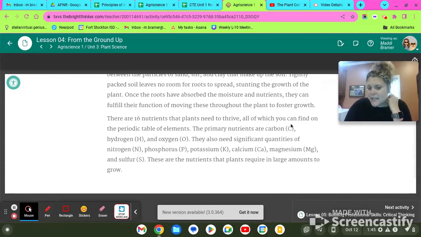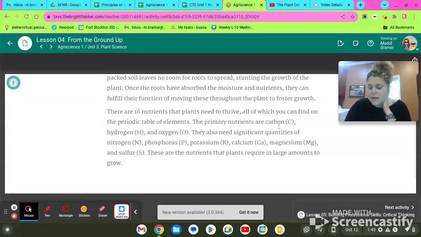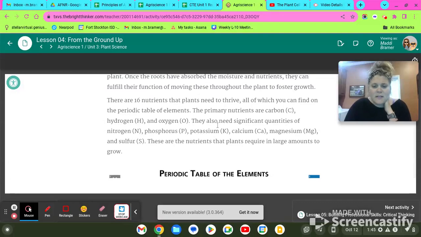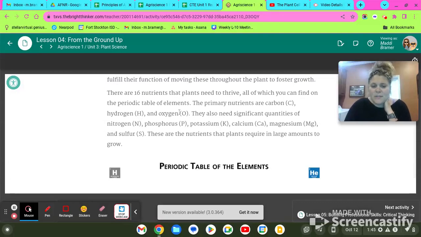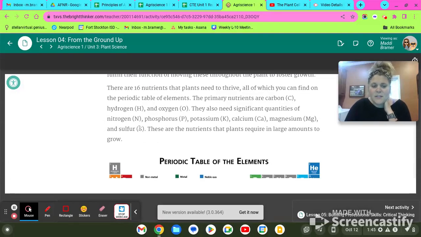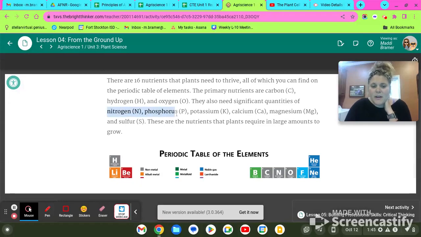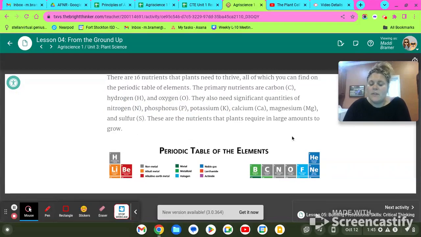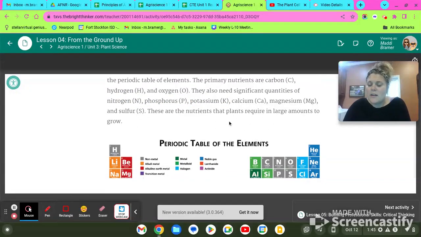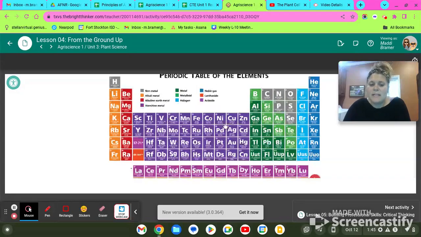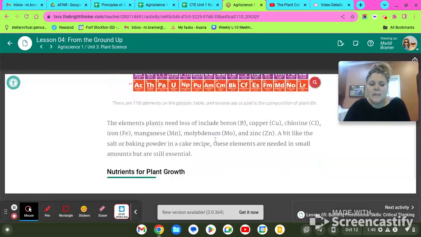There's 16 nutrients that plants need to thrive, and all of them are on the periodic table. So you've got carbon, hydrogen, oxygen. These 3 are very important. NPK is how we remember it: nitrogen, phosphorus, and potassium. Very, very important for plants. Calcium and magnesium and sulfur as well. These nutrients are acquired in large quantities by plants. So you can find those on the periodic table.